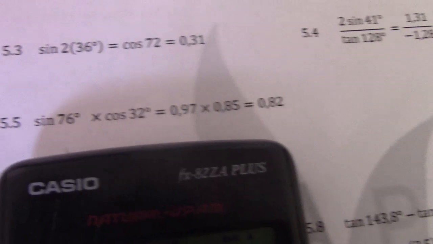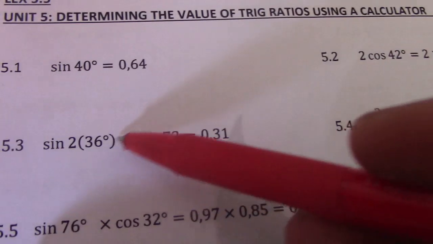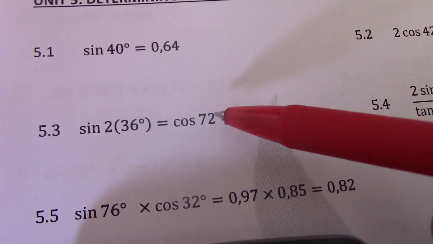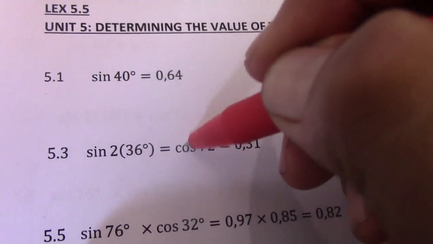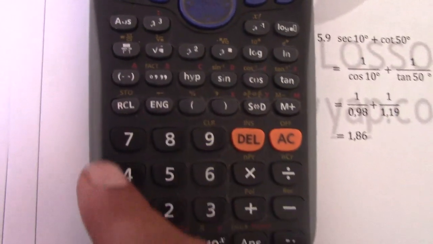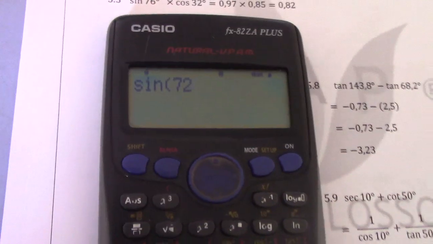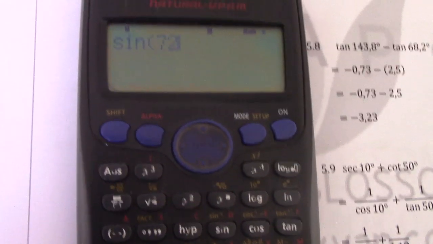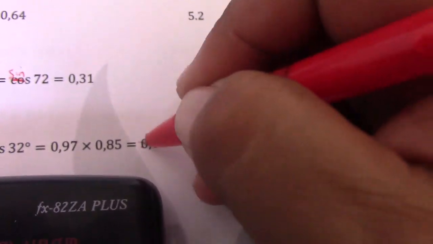Alright, now we can take it a step further, and now we're working with sine 2 times 36. So if I put the 2 by the angle, we first multiply. 2 times 36 then becomes 72. Now I don't know why I changed sine to cos, but it is still sine. So now on my calculator, I need to find sine 72. So sine 72, and that equals, wrong button, equals 0.95.